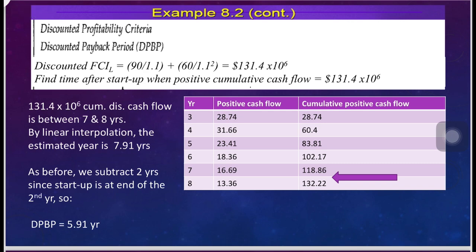Now, for the discounted payback period, you have the years at between 7 and 8. So by interpolation, the estimated year is 7.91 years. So we subtract 2 years, and so the discounted payback period is at 5.91 years. Right? So we calculate based on the discounted cash flow, cumulative cash flow.